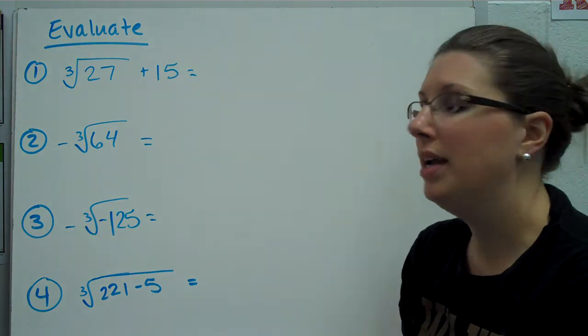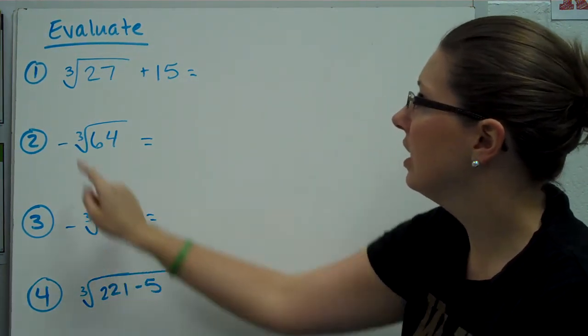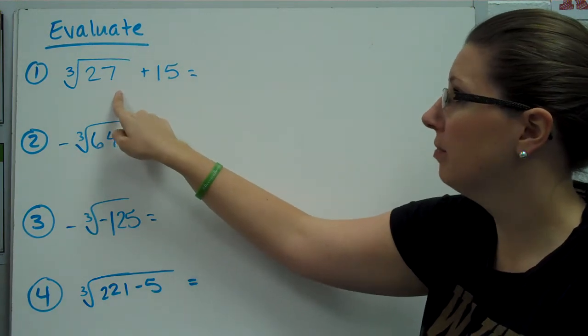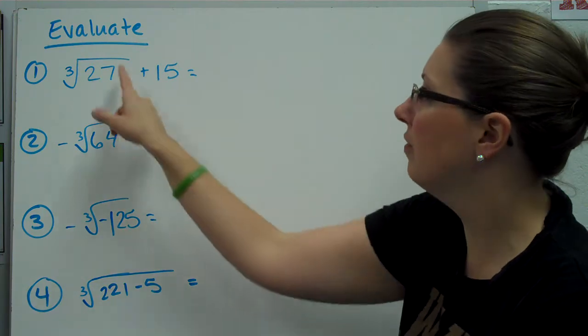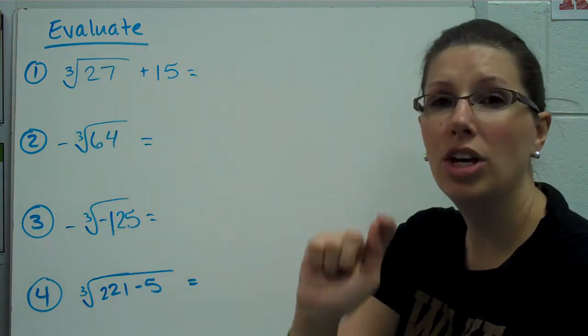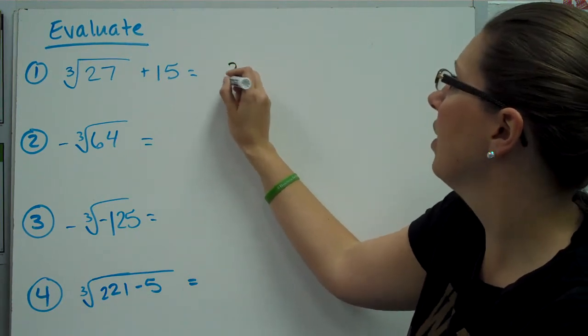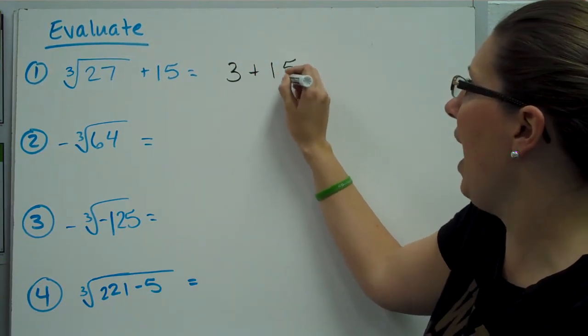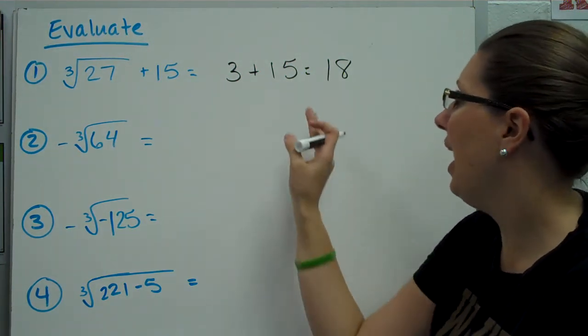Let's evaluate using cube roots. So I've got the cube root of 27 plus 15. My order of operations is telling me to focus in on finding the cube root of 27 first. Cube root of 27 is 3, and then we add 15 to give us an answer of 18.